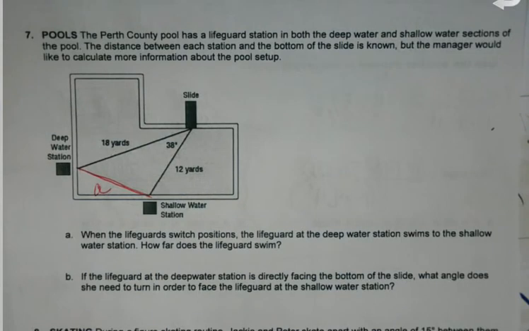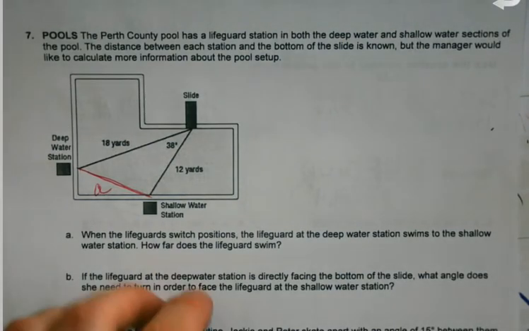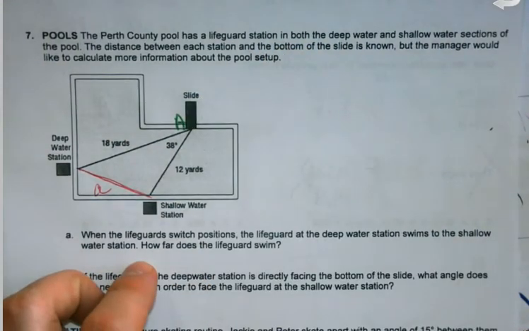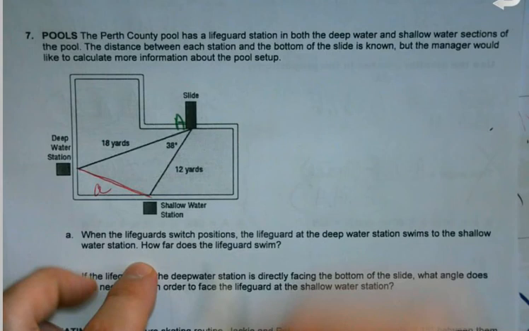Okay, so let's see. Let's label these so we're all speaking the same way. So I'll call this angle A. Let's stick with A, B, and C here.